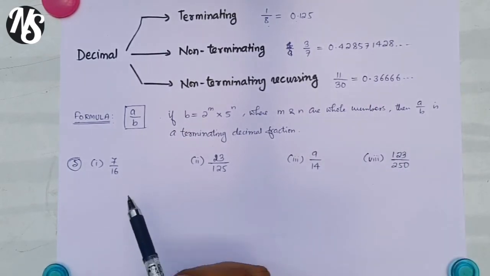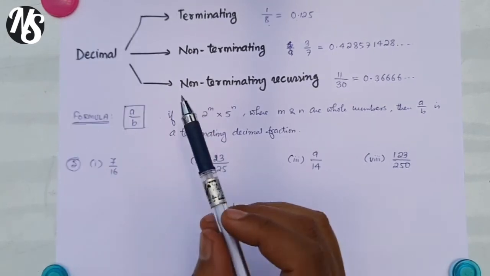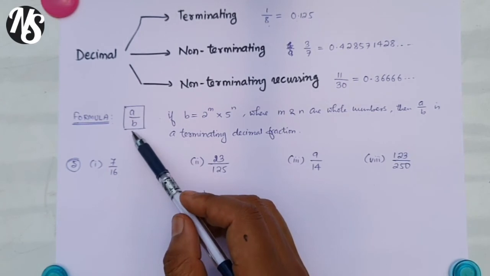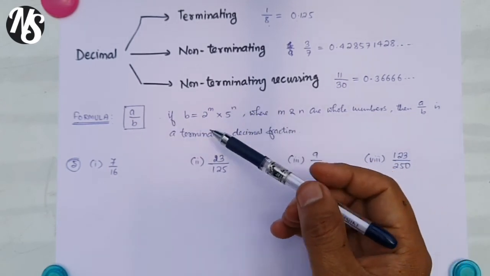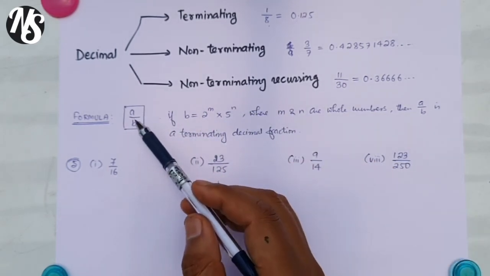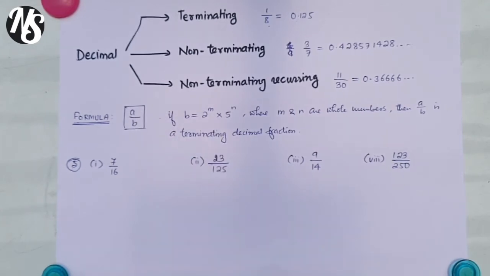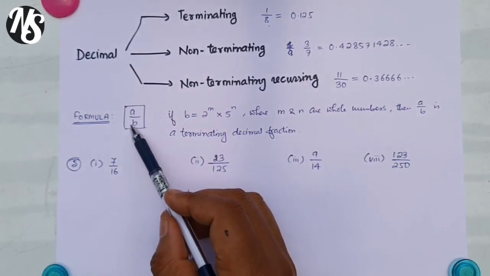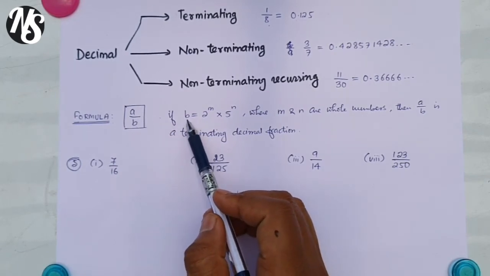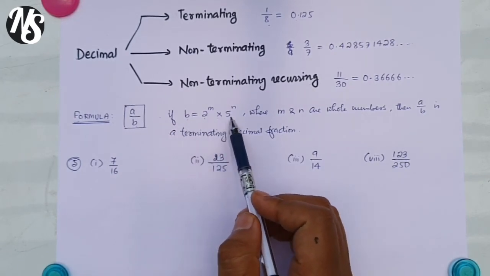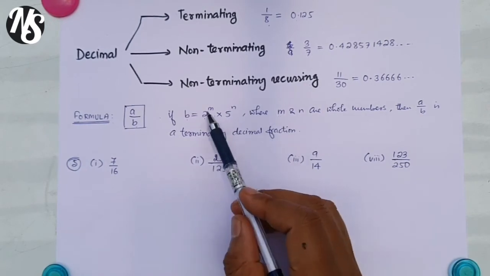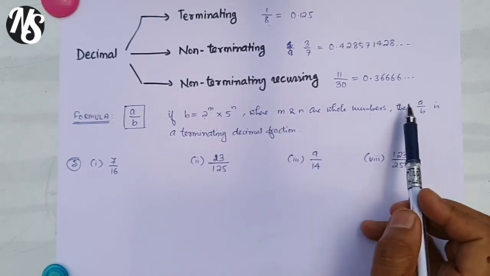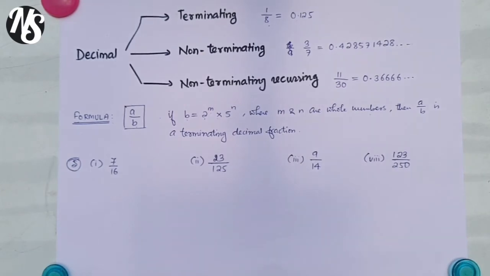Now, a very important formula. If there is a fraction a by b or rational number, and the question is asking you to check whether this is terminating or not, then what you need to do is check with the denominator only. That is, if b can be written as 2 to the power m into 5 to the power n, where m and n are whole numbers, then a by b is a terminating decimal fraction.